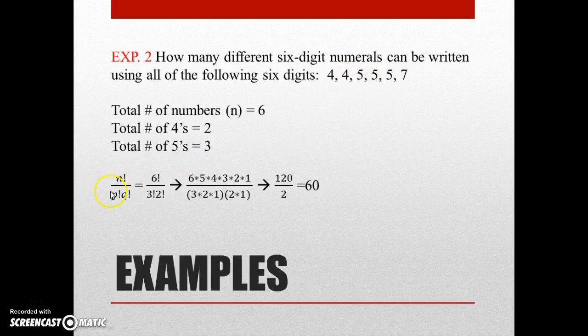So if we plug it into our n factorial over p factorial q factorial, which is our formula for permutations with repetition, we get 6 factorial, again, our set size, over what repeats, 3 factorial and 2 factorial. The 3 stands for the number of 5s, the 2 stands for the number of 4s. Again, we figure this out. This can cancel out. We're left with 120 over 2, which gives us 60 ways in which we can write the following 6 digits. Different ways in which we can write the 6 digits.